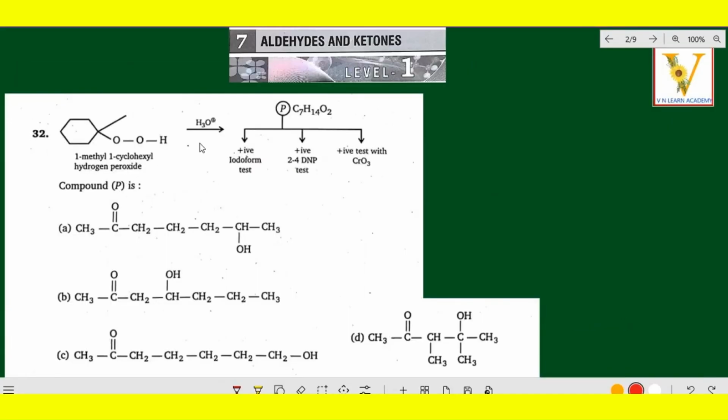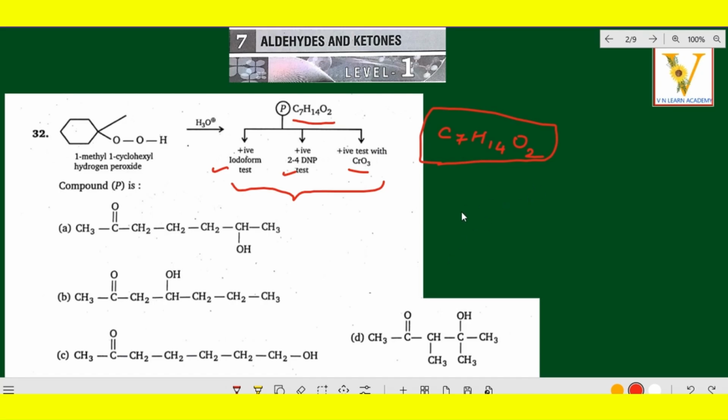Hydrogen peroxide undergoing the reaction with H3O+, that is acid hydrolysis, you are getting the product C7H14O2. C7H14O2 will be answerable for iodoform test, 2,4-DNP, that is 2,4-dinitrophenylhydrazine, and also for CrO3, that is chromium anhydride, Jones reagent. So these will all be answerable for C7H14O2. Right now, what kind of compound might it be? So they have given the key.